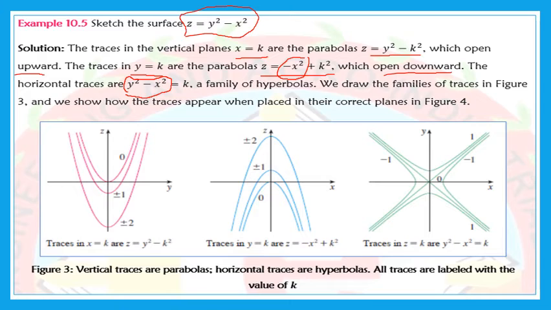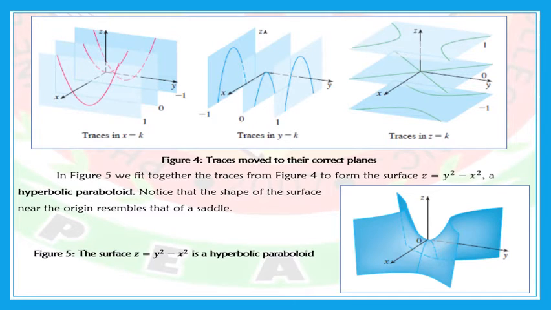All traces are labeled with the value of k. So, dito sa figure 4, traces move to their correct plane. So, ito na yung 3-dimensional graph niya. So, in figure 5, we fit together the traces from figure 4. So, inisa na siya dito sa figure 5 natin. Notice that to form the surface z equals y squared minus x squared.